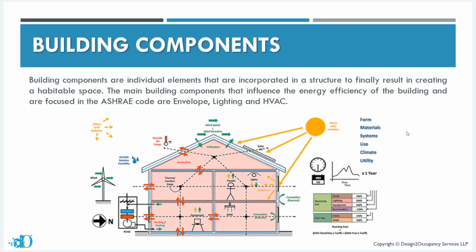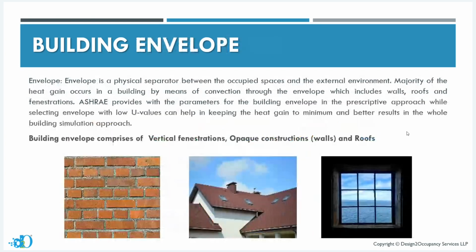So basically, ASHRAE 90.1 covers the envelope, which is wall, roof, and glazing. Then we have lights and the HVAC equipment. So all these things make up the building components. In the building envelope, as I told you, we have three parameters: wall, roof, and glazing. These are very important parameters.